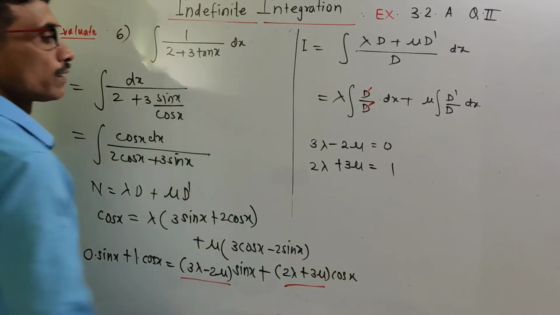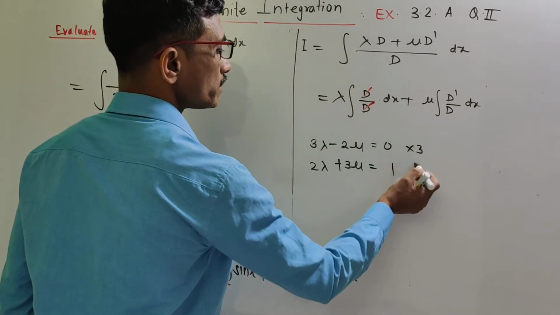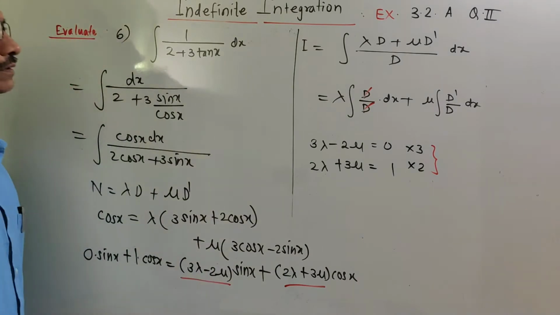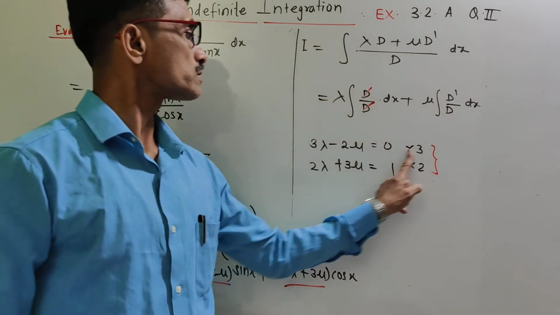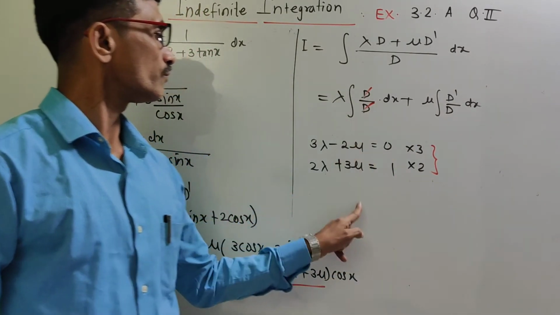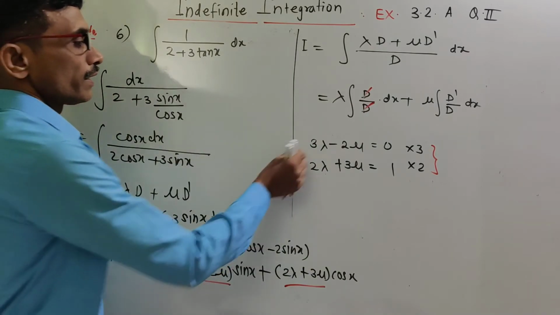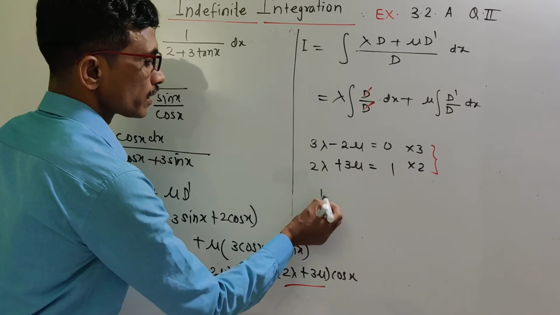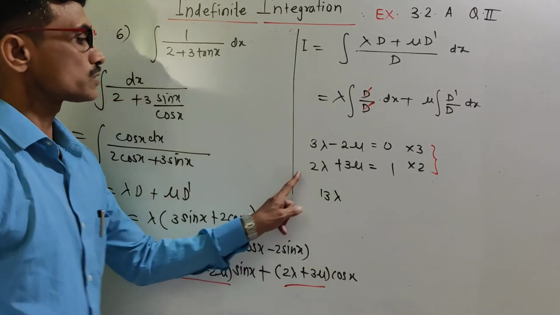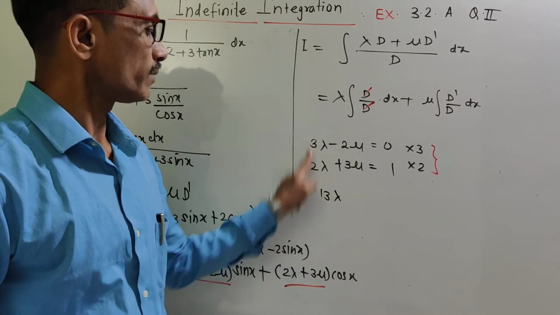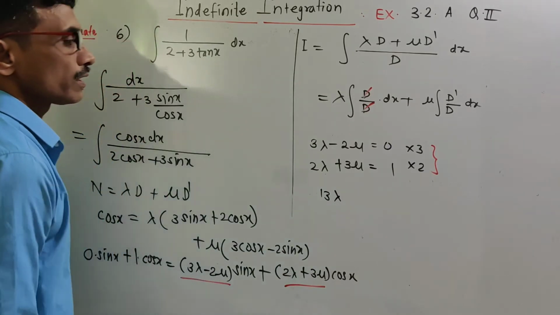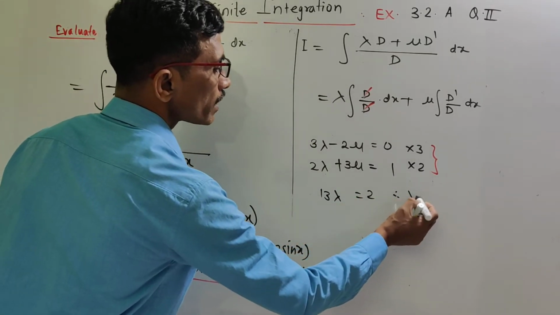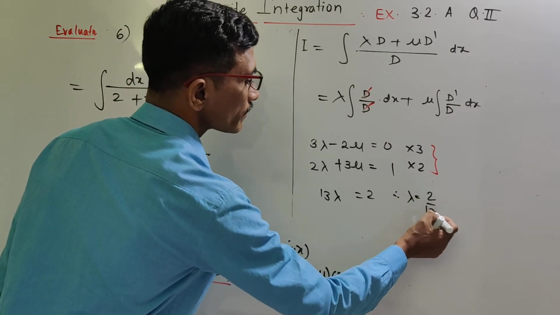Now if we multiply this by 3 and this by 2 and add them, so that this will be 6 mu and this is minus 6 mu, we add them, and 9 plus 4 is 13. Therefore 13 lambda, this is 4 and this is 9, 9 plus 4 is 13, equals 2. So that lambda is equal to 2 upon 13.